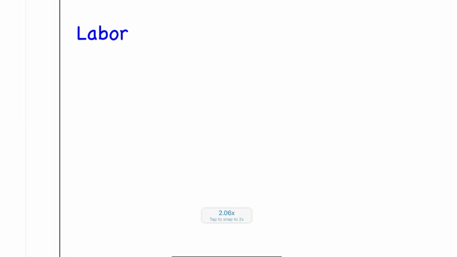All right. Let's see the labor. One by one, these are the labor points that you have to understand. Labor is divided into two types: one is the latent and the other is the active type. The latent type is around 4 centimeters.